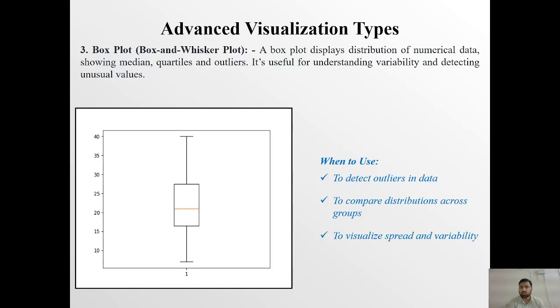Box plot, box and whisker plot. A box plot displays the distribution of numerical data showing median, quartiles, and outliers. It's useful for understanding variability and detecting unusual values, as you can see in the picture. When to use: to detect outliers in data, to compare distributions across groups, to visualize spread and variability.